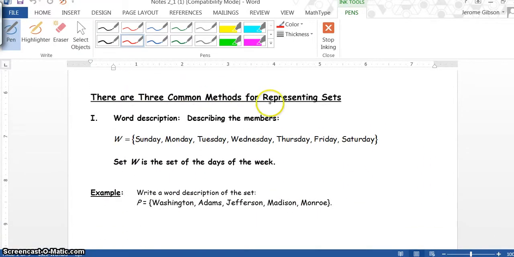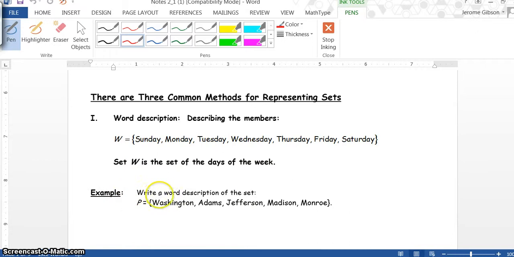There are three common methods for representing sets. Word description, describing the members. Remember we said earlier that we would let W represent the days of the week. So we would have capital W is equal to, and we would put this brace here, and we have the days of the week, and we would close this brace up. So set W is the set of the days of the week, which we have here.